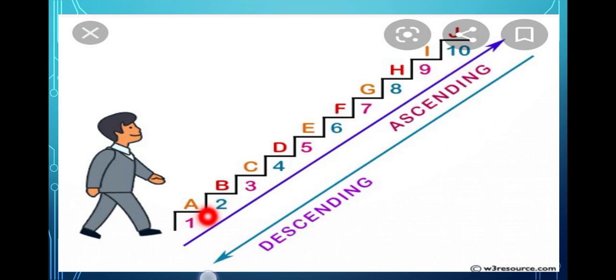See, the numbers are arranged from smaller to the bigger, isn't it? 1, 2, 3, 4, 5, 6, 7, 8, 9, 10. So this is arranging the numbers from smaller to bigger or in ascending order. Now, when you arrange the numbers from bigger to smaller, you have to follow this arrow. In ascending order we were going up, now we are going down.